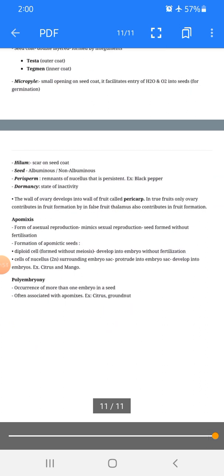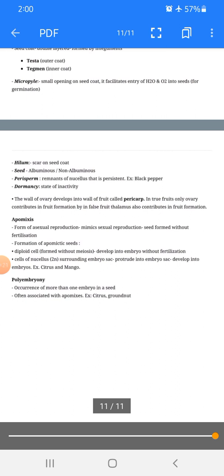Hilum is the scar on the seed coat. Seeds may be albuminous or non-albuminous. Perisperm is the remnant of the nucellus that is persistent. Then dormancy is a state of inactivity. The wall of the ovary develops into the wall of the fruit called pericarp, and in true fruits only the ovary contributes to fruit formation, and in false fruits the thalamus also contributes to fruit formation.